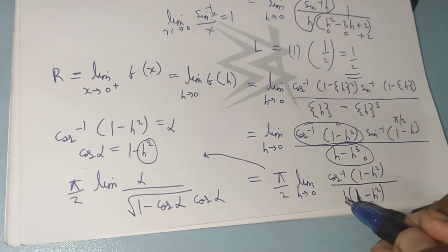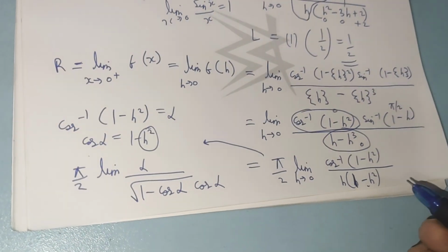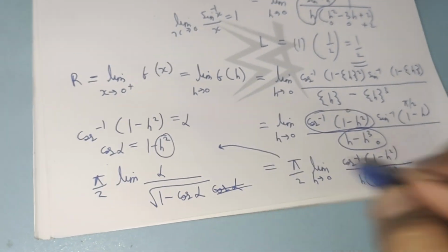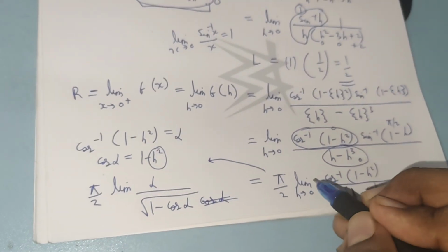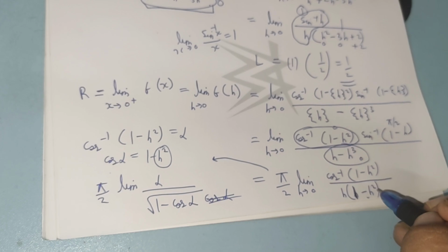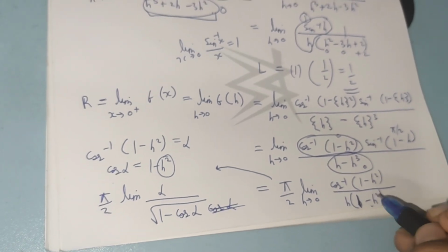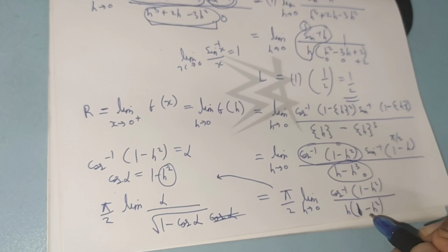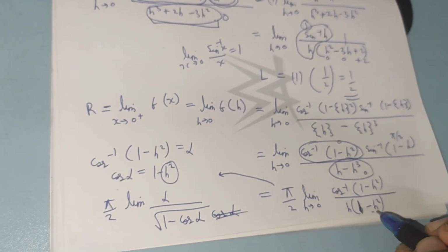So this h I have taken as root of 1 minus cos alpha, and this 1 minus h square I don't need to take as cos alpha. In here only I can substitute the limit h tends to 0 for 1 minus h square. So when h will tend to 0, this will become 1. So I will get 1 minus h square as 1 itself.